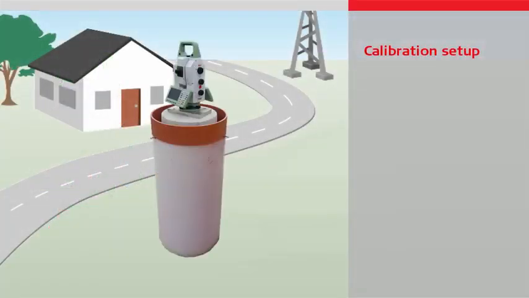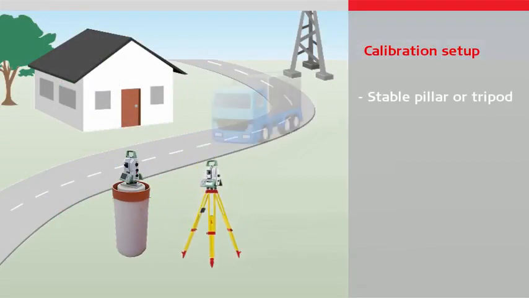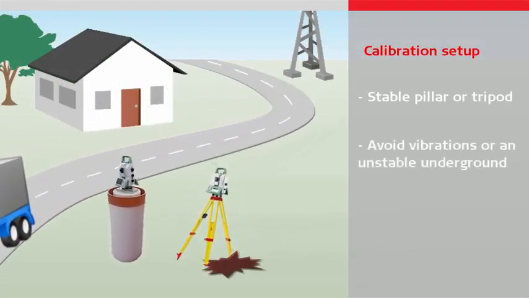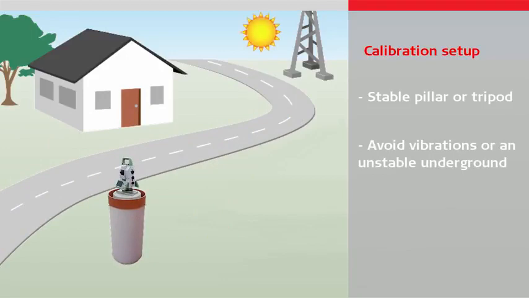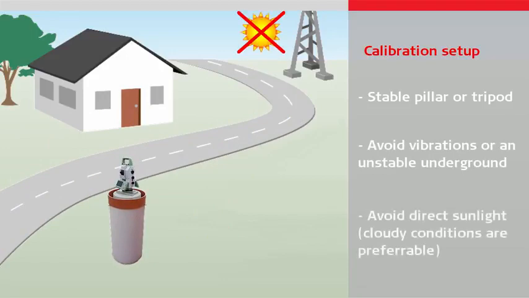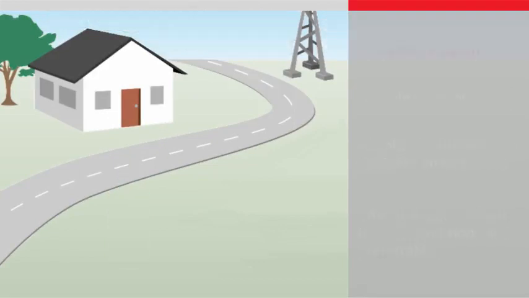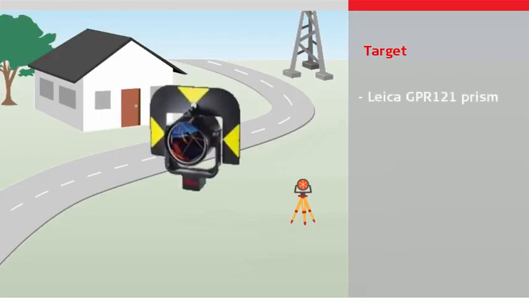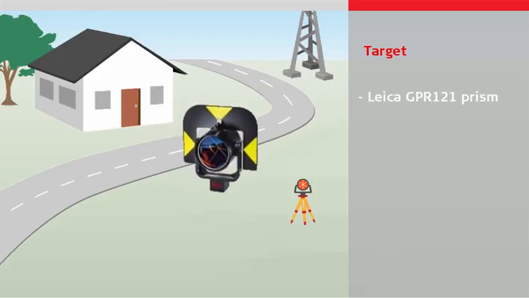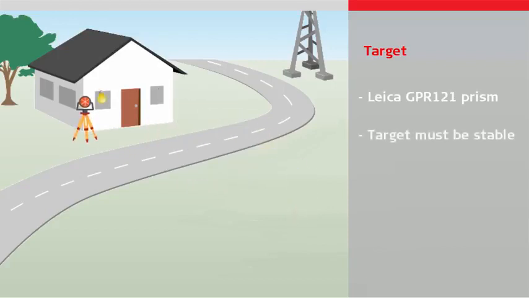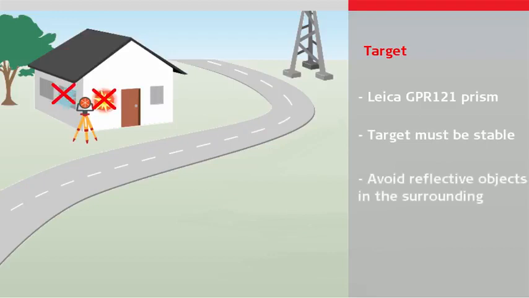Set up the instrument on a stable pillar or tripod. An unstable or vibrating environment will affect the results. The instrument should be protected from direct sunlight to avoid thermal warming. Environments with strong heat shimmer or air turbulence should be avoided. Therefore, it is recommended to calibrate the instrument under cloudy conditions. For the target, we recommend to use a Leica circular prism, GPR 121, in a location which is protected from direct sunlight. Vibrations of the target, as well as reflective surfaces or light sources around the prism, should be avoided.